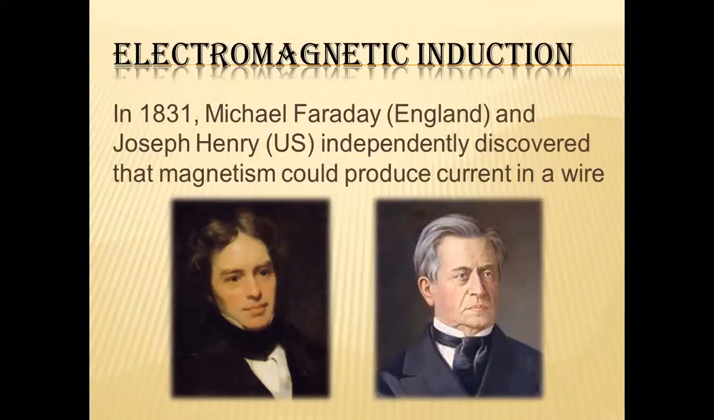In the lower classes, you must have studied the properties of electric and magnetic fields separately. Electromagnetic induction is the field which discusses the interconnection between the electric and magnetic fields. In the year 1831, Michael Faraday and Joseph Henry independently discovered that magnetism could produce current in a wire. That means a current carrying wire can produce a magnetic field in its vicinity.